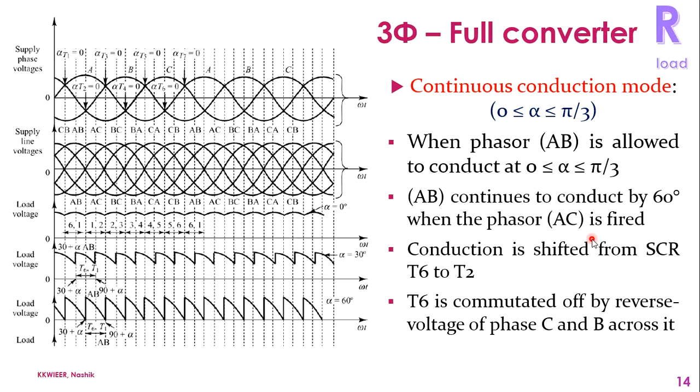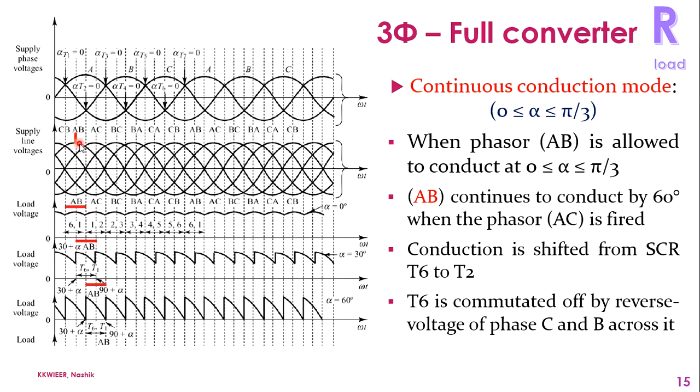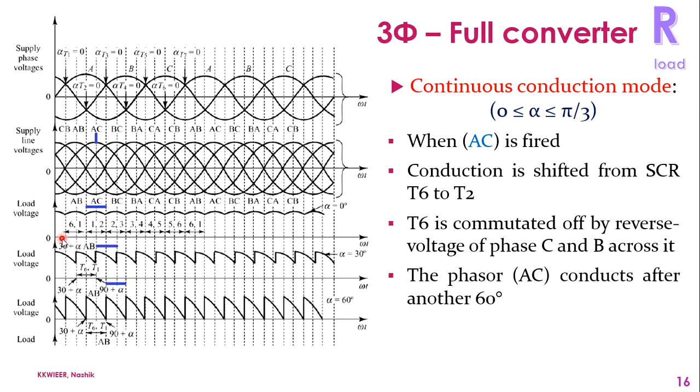So in these waveforms we can see the phasor AB is allowed to conduct. So this is the load voltage for AB, and here T6 and T1 are conducting during this duration, and this is the load voltage waveform at alpha equal to 30 degree. This is the load voltage waveform for alpha equal to 60 degree. So phasor AB will continue till the next AC is fired. So when AC is fired, the conduction is shifted from T6 to T2.